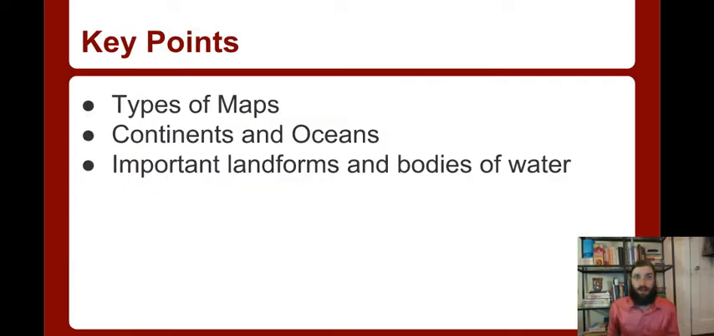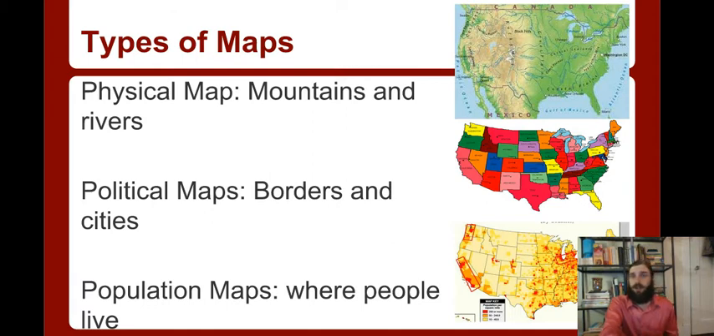Now our key points we're going to need to know are types of maps, our continents and our oceans, and important landforms and bodies of water in the United States. Okay? So we know some of our landforms and bodies of water like mountains, peninsulas, lakes, rivers. Now we're going to learn certain particular ones in the United States. So first let's go over types of maps.